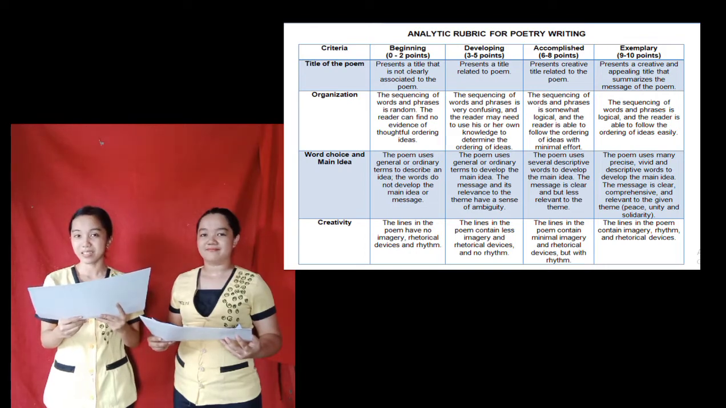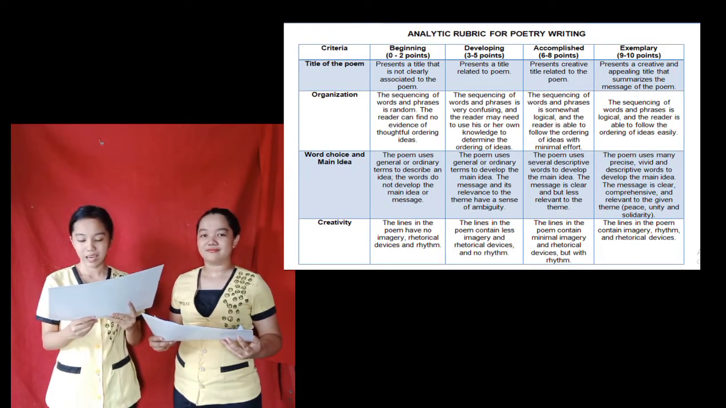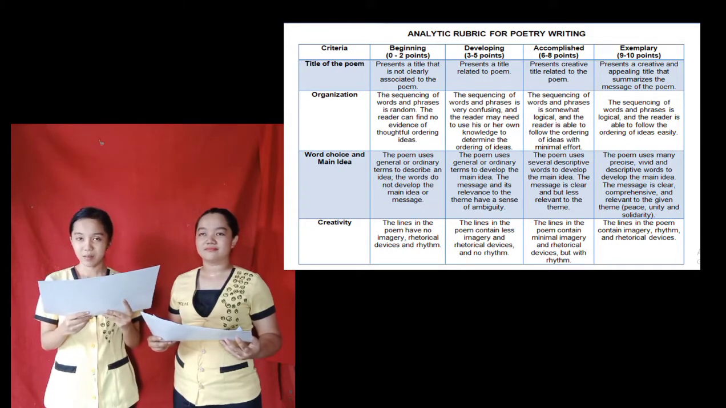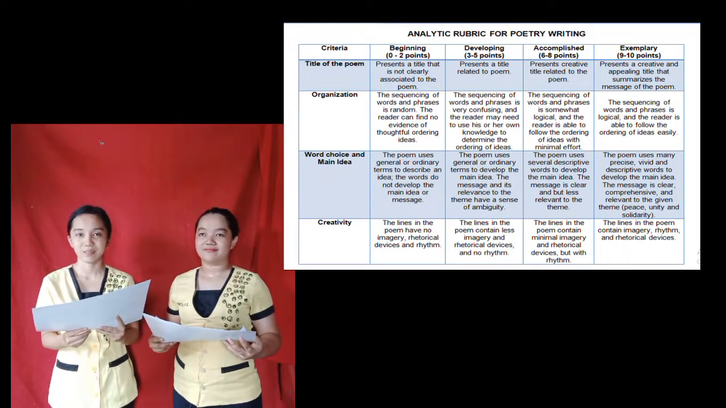And lastly, for exemplary, its indicator, the lines in the poem contain imagery, rhythm, and rhetorical devices. Now, those are the analytic and holistic rubrics that we will be using to rate the poetry.